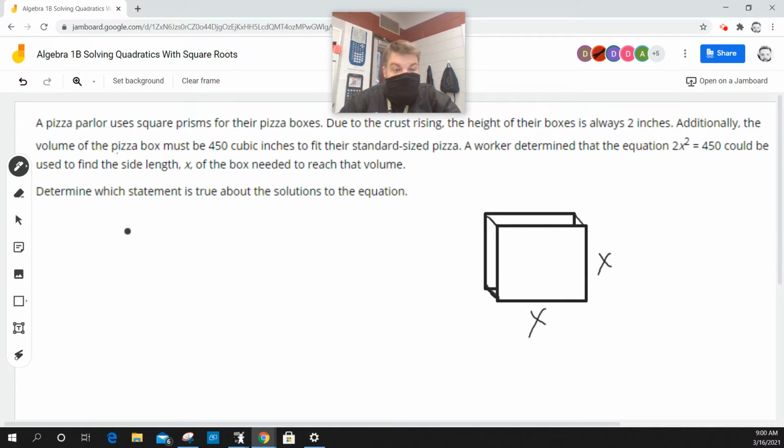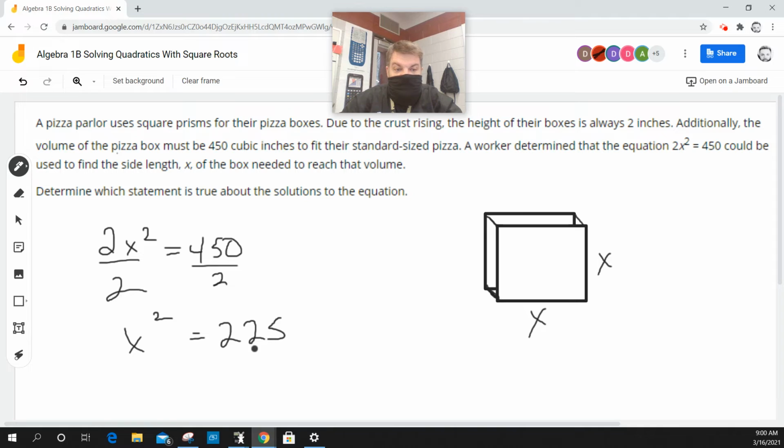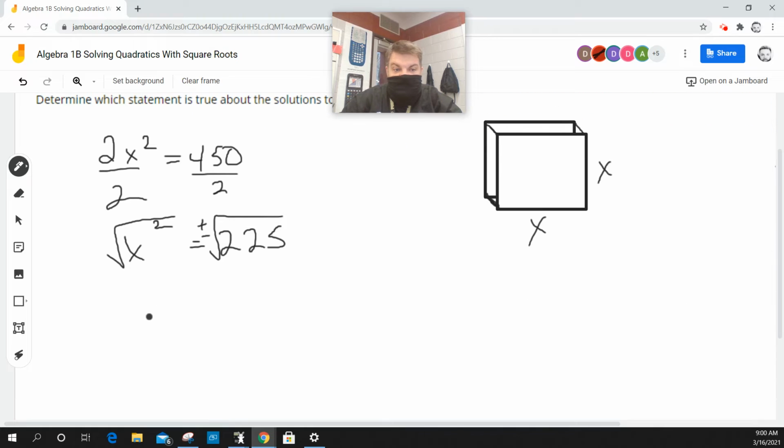So one way to do that is to solve. I've got 2x squared is equal to 450. Well, to get x by itself, I've got to divide both sides by 2. When I do that, I get x squared is equal to 225. Again, I'm going to take the square root of both sides, but remember that when I take the square root of this side, it's plus or minus whatever that is. So in the next line, I get x is equal to plus or minus.